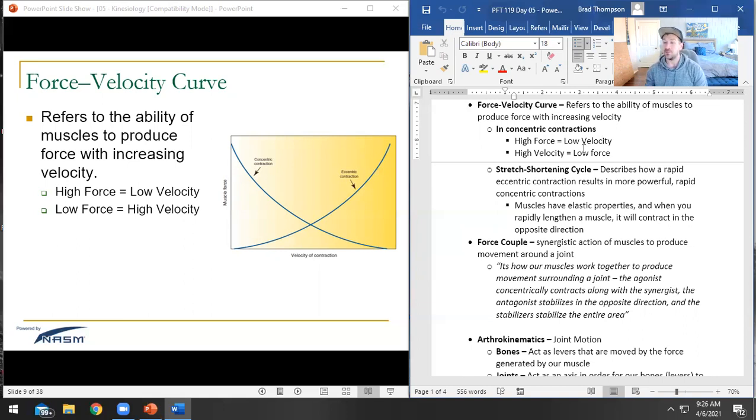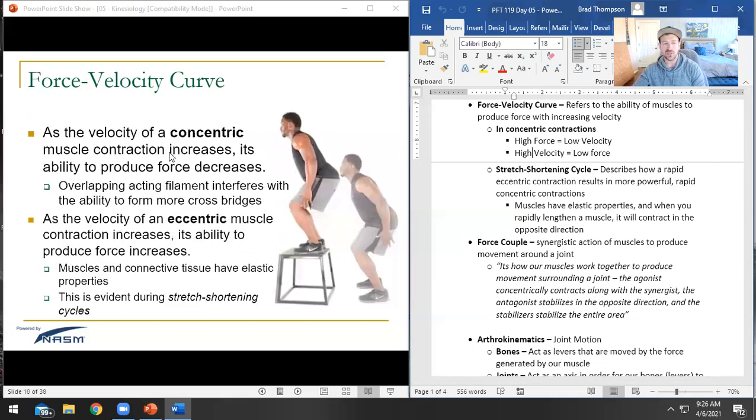And the exact opposite is true of high velocity movements. Generally, high velocity movements move really quick, but they don't have to be very heavy. Think about clap push-ups. It's just your body weight, it's just a push-up, so there's not a ton of resistance there. It allows you to move with lots of velocity, even if there isn't a lot of force being produced. So that's what we see in terms of this force velocity curve.